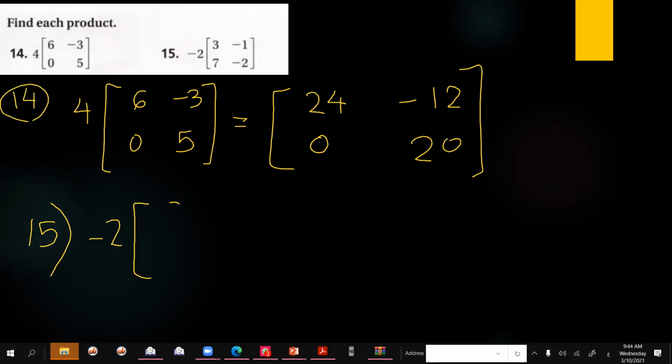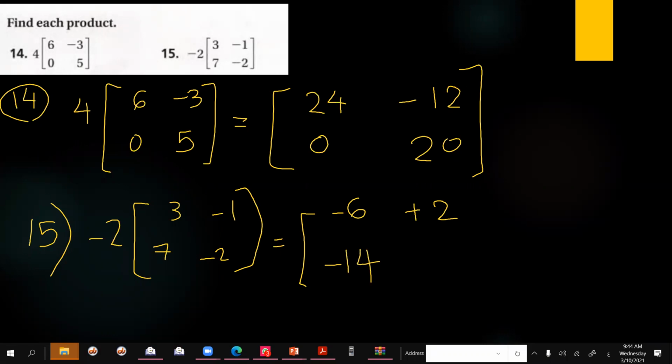Now number 15. Sarah. -2 times 3, teacher, equals -6. And -2 times -1 equals positive 2. Thank you, Sarah. Thank you. Farah. Yes, Miss. Continue. -2 times 7 equals -14. Negative 2 times -2 equals positive 4. Thank you.